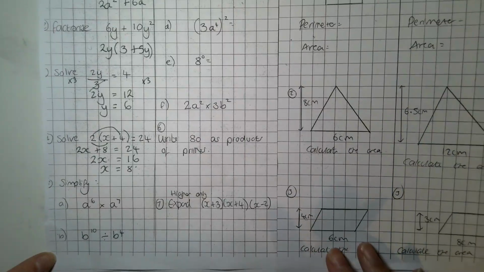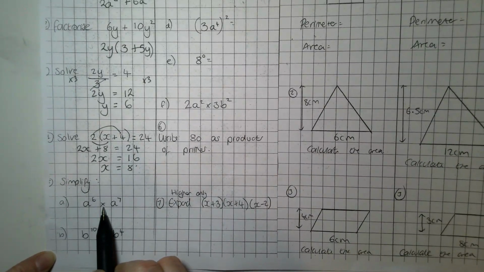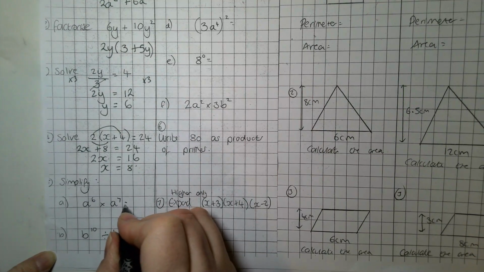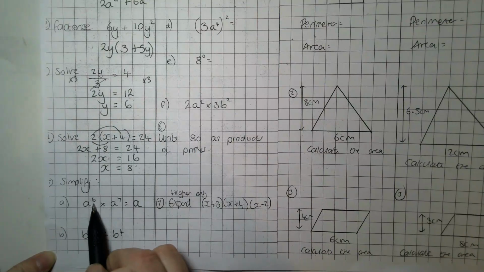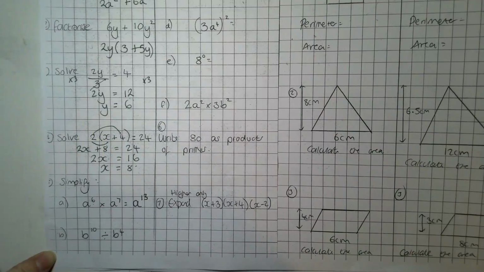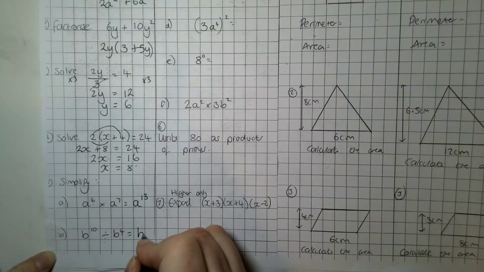Little bit of indices work now. We are multiplying, and these two terms have the same base number, so all we need to do is to add the integer values. So 6 adds 7 gets us 13, so a to the power 13. When dividing, we take those powers away, so b to the power of 6.